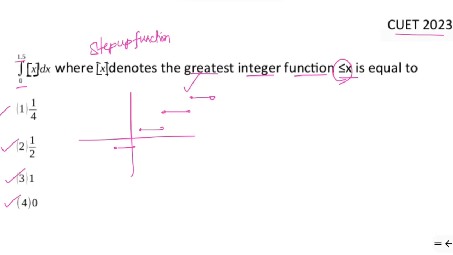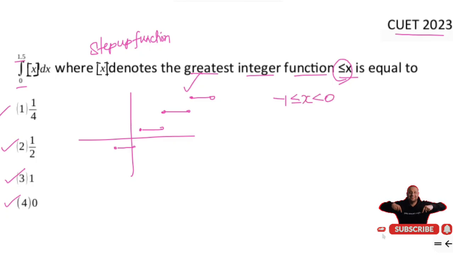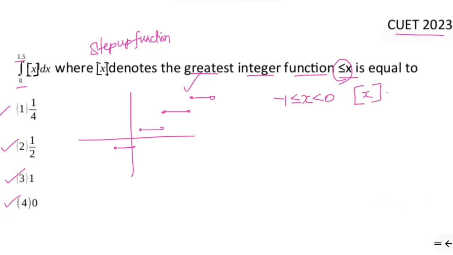For example, if you have minus 1 less than or equal to x less than 0, here your greatest integer function of x would be negative 1, because this is the lowermost value that is less than or equal to x. So that only will be picked. Likewise, if 0 is less than or equal to x less than 1, the greatest integer function would be 0. This idea we are going to use in our integral question, which was asked in the year 2023. So let's give it a try.